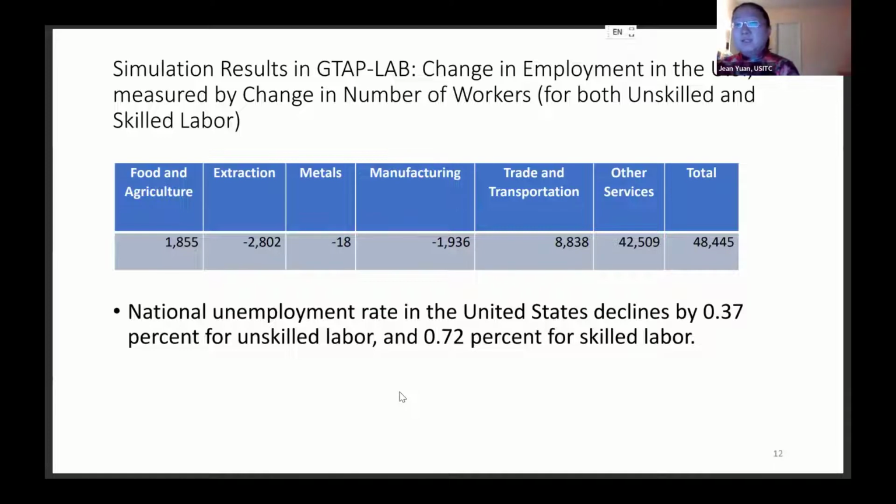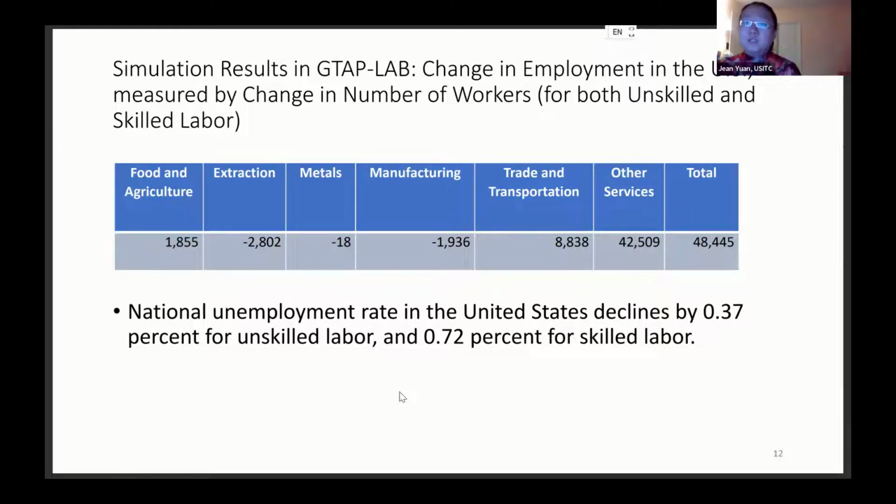Interestingly, we do see a big increase in the employment in the services sectors, trade and transportation and other services, and the services sectors don't experience tariff changes at all. The reason is the resource reallocation, which results in a small increase in output in the trade and transportation and other services sectors. It's 0.02% for trade and transportation, and 0.05% for the other services.